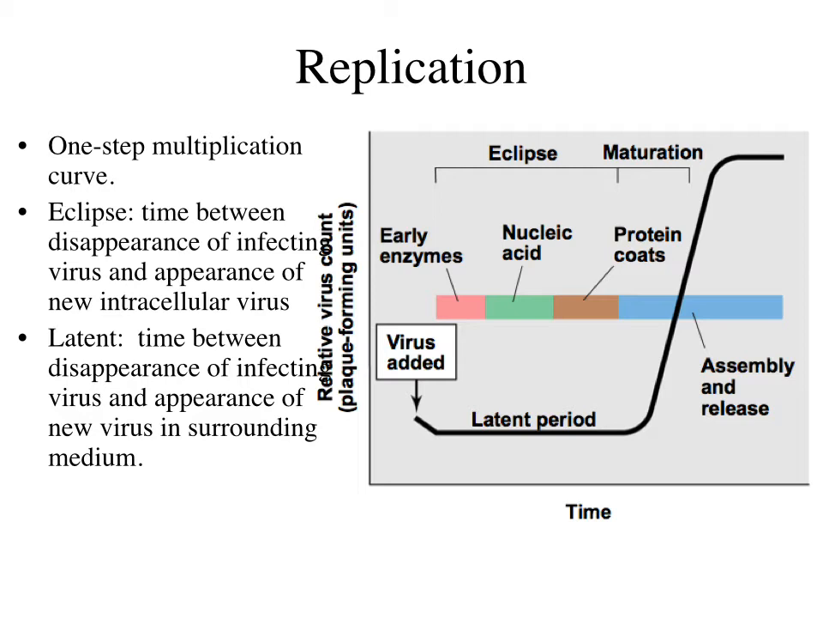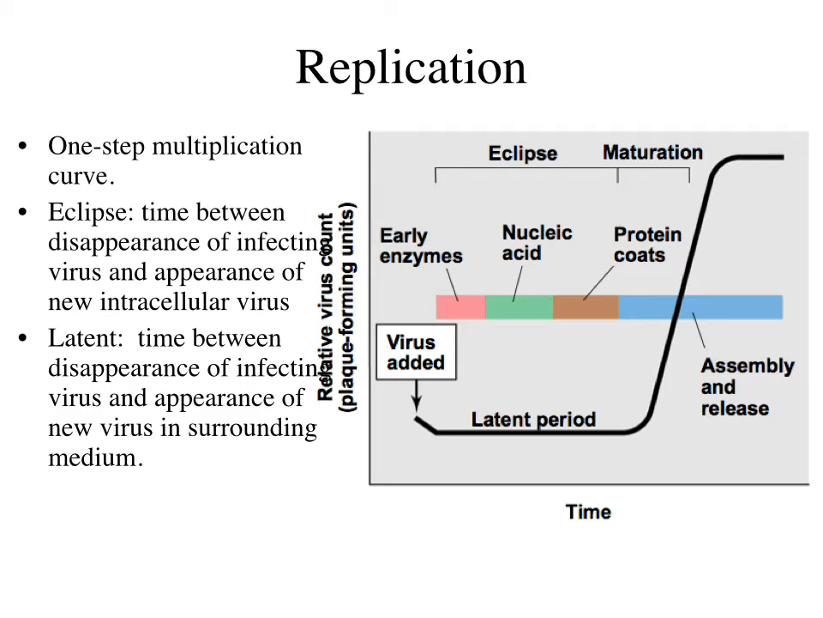Now the eclipse period, this is the time when infecting virus is uncoated, so you have no infectivity to be detected using a plaque assay. But the virus is indeed very busy within that host cell. During that time, though, you can't detect it. Then you have maturation, and then assembly and release.